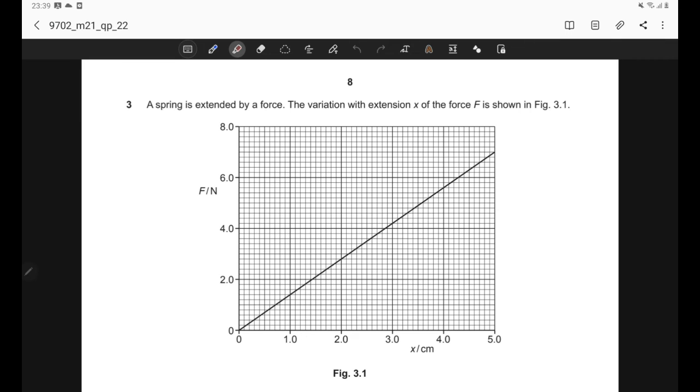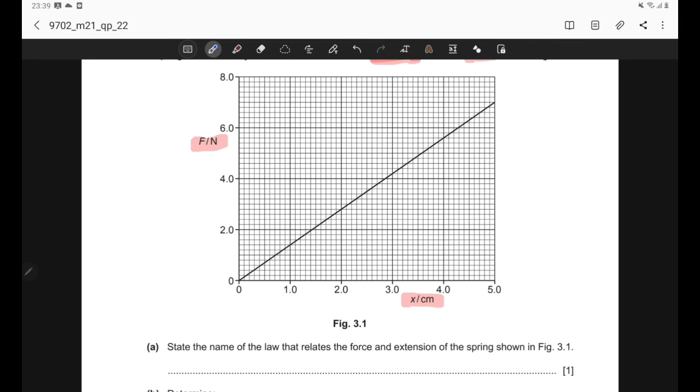Question 3. A spring is extended by a force. The variation with extension x of the force F is given in figure 3.1. So in this question we are provided with a force-extension graph of a spring. Part A. State the name of the law that relates the force and extension of the spring shown in figure 3.1.